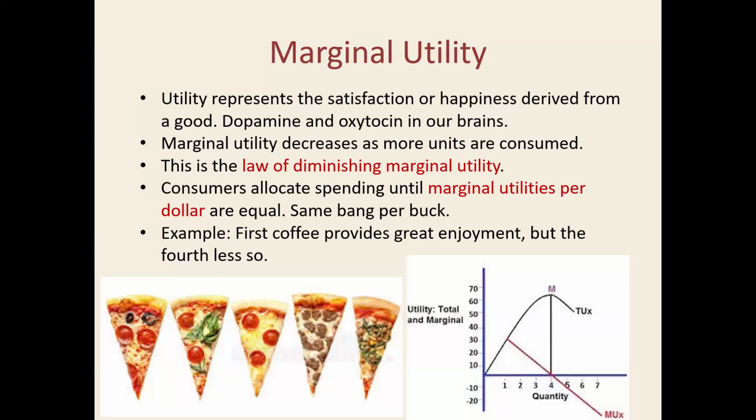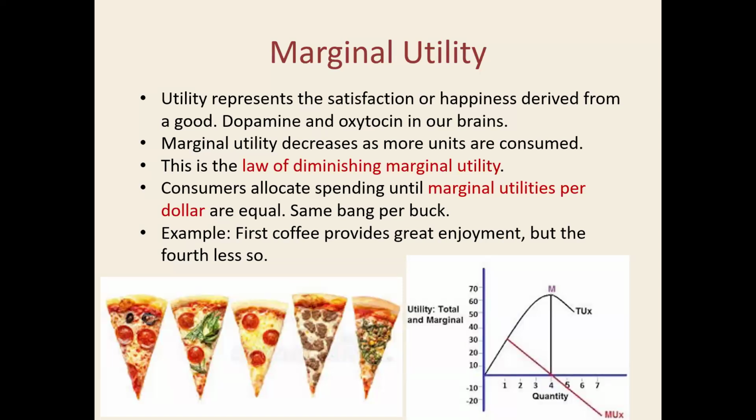Let's explore the idea of marginal utility. Utility represents satisfaction or happiness derived from a good. Now, we don't really have a direct way to measure it, but we do recognize that our brain releases hormones like dopamine and oxytocin when we are satisfied. So increasingly, we can not only think about it theoretically, but we can actually put somebody on a brain scan and look at their brain activity to measure the level of enjoyment that they receive.